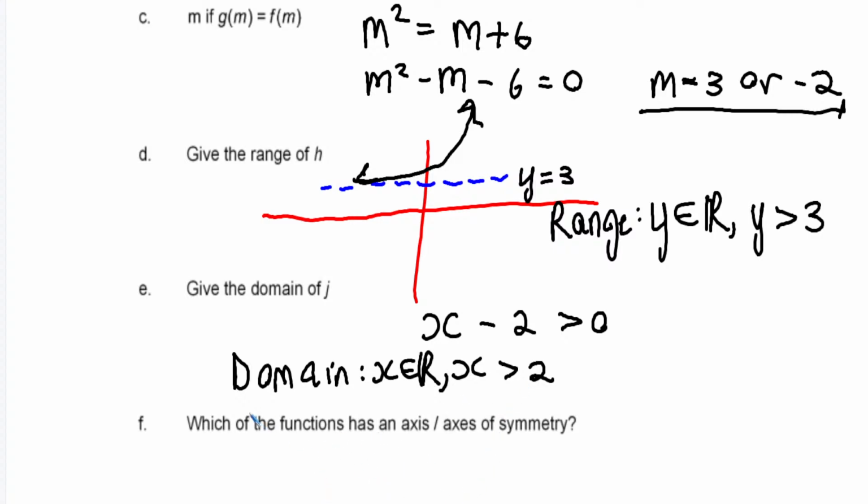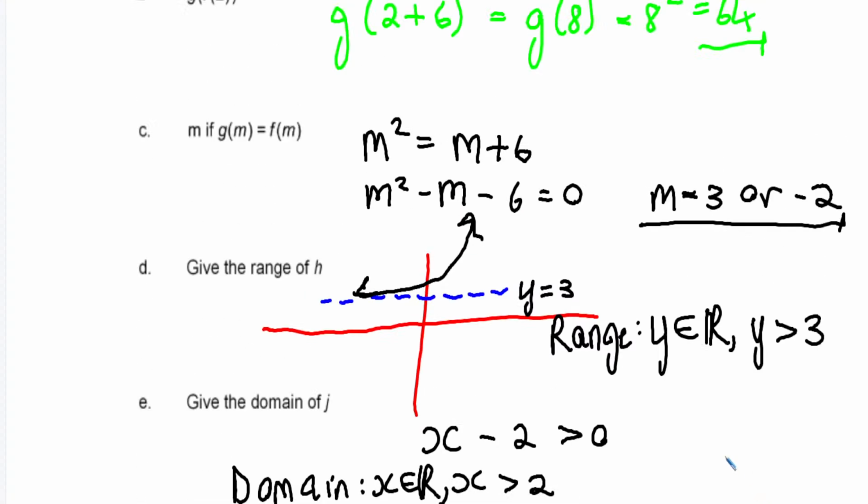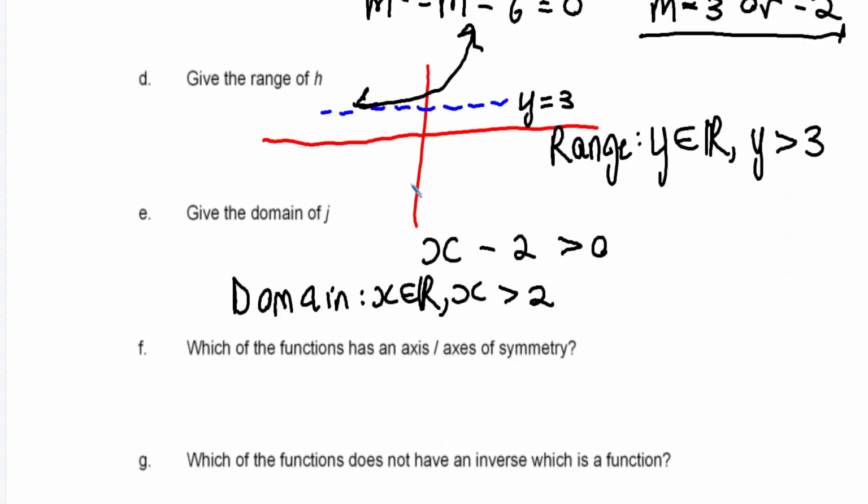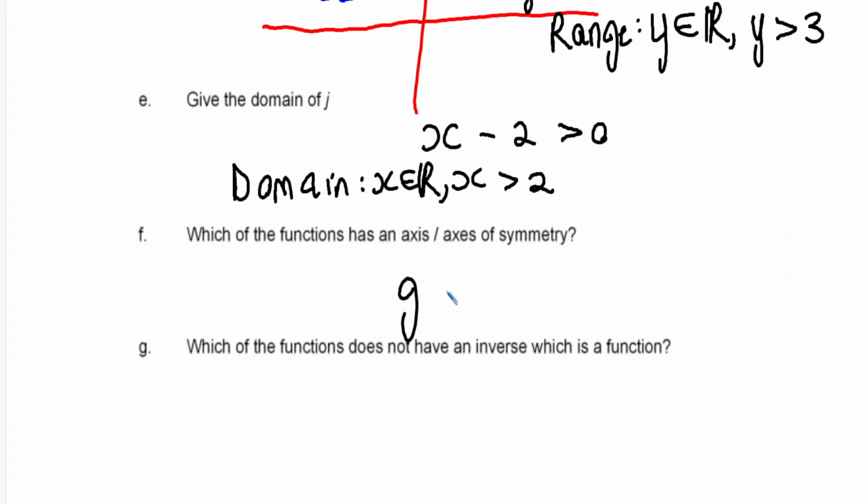Then it says, which of these functions has an axis or axes of symmetry? Right. And the 2 that have axes of symmetry are g, a parabola, and k, a hyperbola. The hyperbola has actually got 2, right? But the answer to that is g and k.